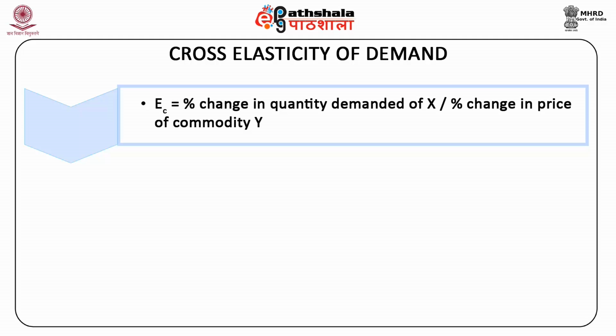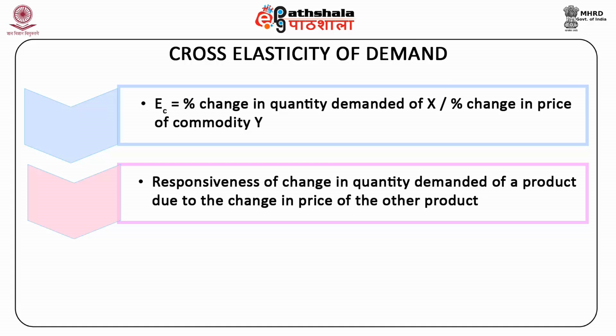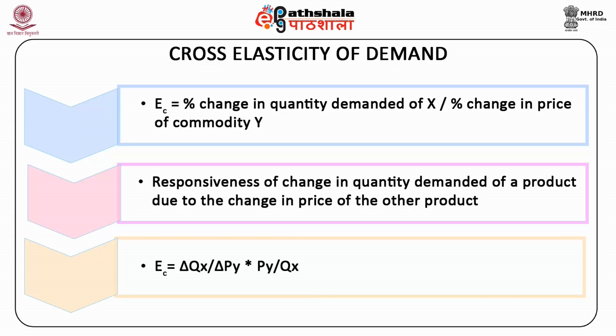Cross elasticity also shows the responsiveness of the change in the quantity demanded of a product due to the change in the price of the other product. The above equation can be written as EC equals change in QX by QX into 100, divided by change in PY by PY into 100, equals change in QX by QX divided by change in PY by PY, equals change in QX by change in PY into PY by QX.